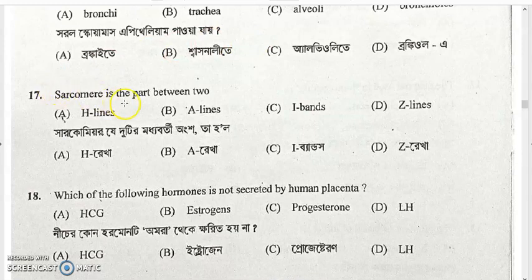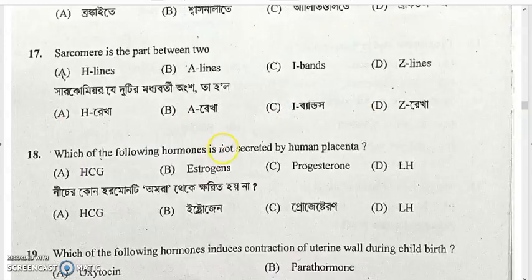Question number 17. Sarcomere is the part between two Z lines. Sarcomere is the distance between two Z lines.